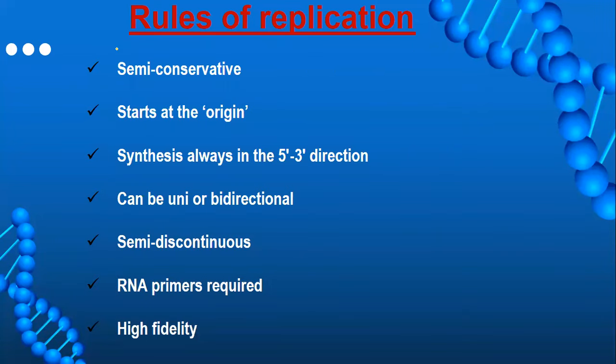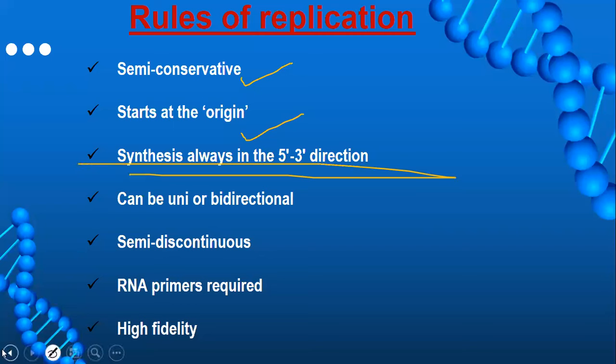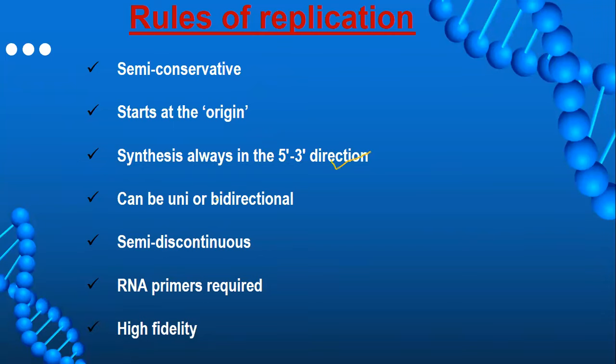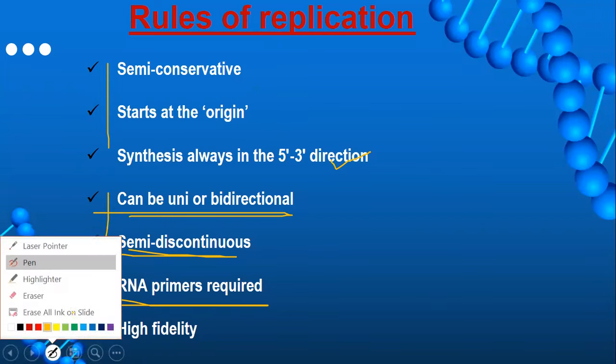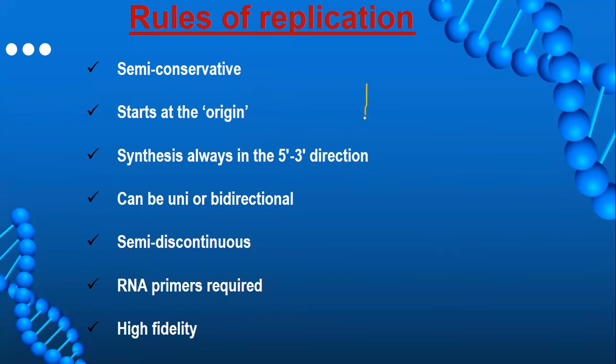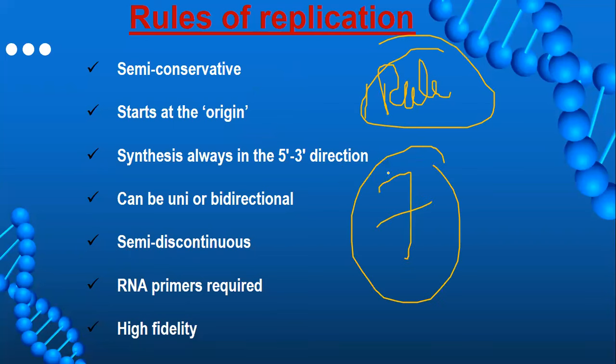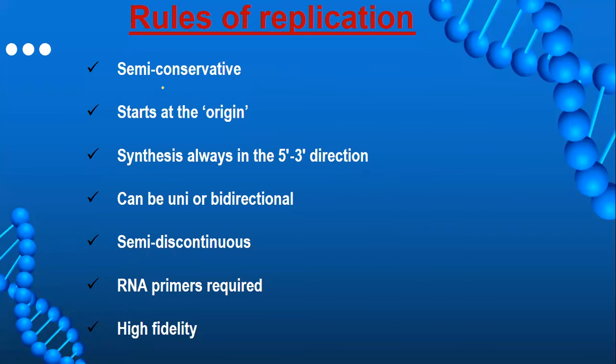So what are those rules? There are many rules. One is called semi-conservative. We will explain one by one. It starts at the origin, a very, very important rule. The synthesis should always occur in 5' to 3'. It can be unidirectional or bidirectional, semi-discontinuous. RNA primers are required, and high fidelity. And the interesting point is that 3 plus 4, that is 7 rules are there. If DNA misses even one rule, the replication never happens. It has to follow all 7 rules compulsorily. At every rule and every stage, the DNA has to qualify in order to undergo duplication. So now let's look at them one by one.